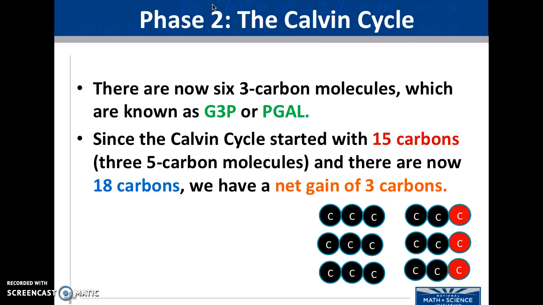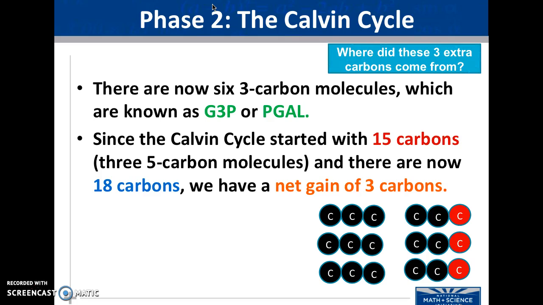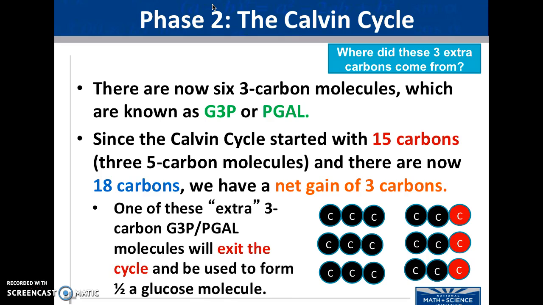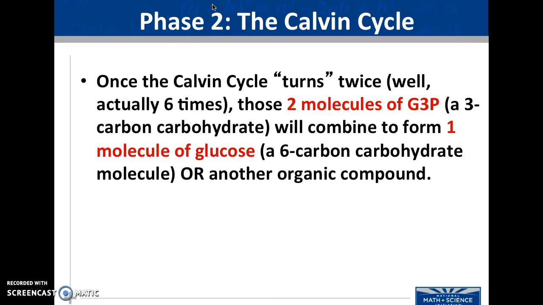Since the Calvin cycle started with 15 carbons, 3 5-carbon molecules, and there are now 18 carbons, we have a net gain of 3 carbons. Remember, those 3 extra carbons came from the carbon dioxide. One of these extra 3-carbon molecules will exit the cycle and be used to form half of a glucose molecule. Once the Calvin cycle turns twice, those 2 molecules of G3P will combine to form 1 glucose molecule, or another organic compound.